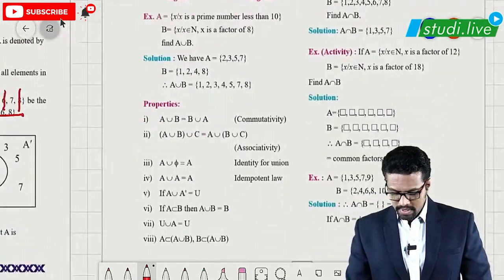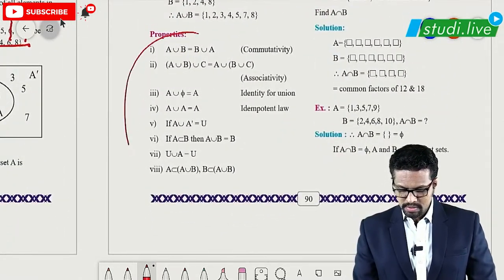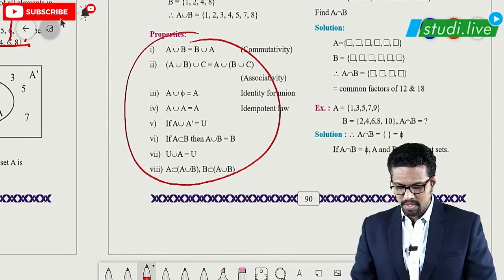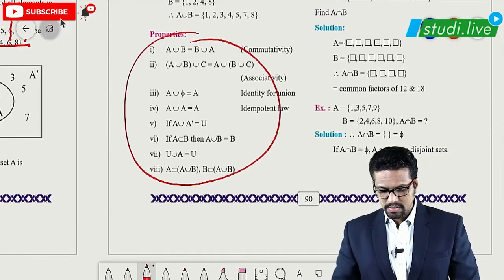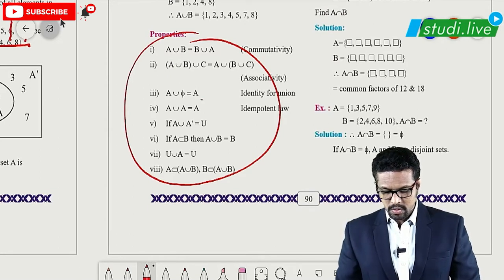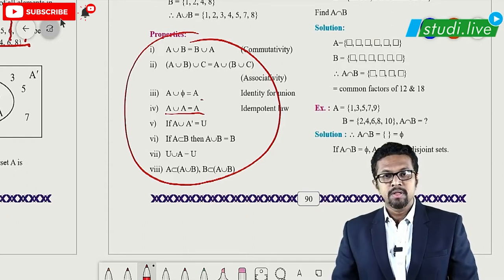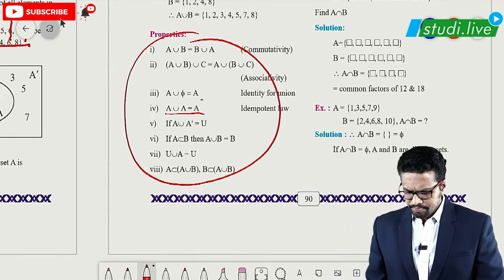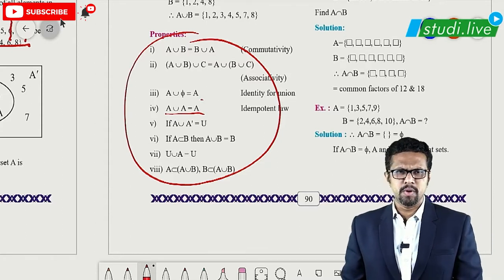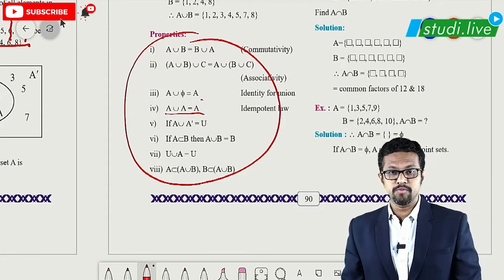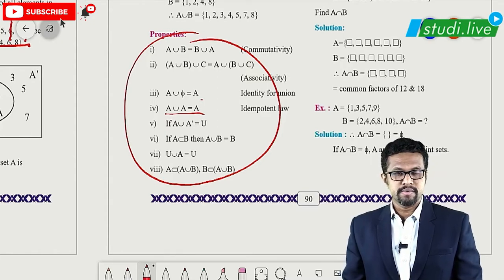What are the properties that we have about A union B? These are all the properties. We can see that the operation is commutative and associative. Then there is the identity law for union and the idempotent law, and the law for the universal set with the union of sets. These are less important properties, but they should be known for entrance-level questions also.